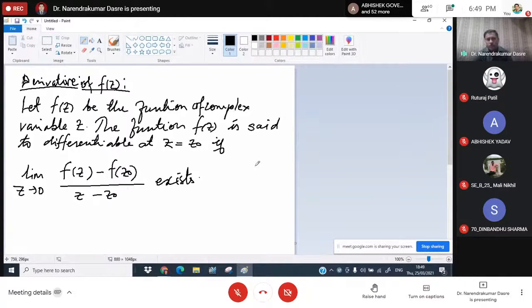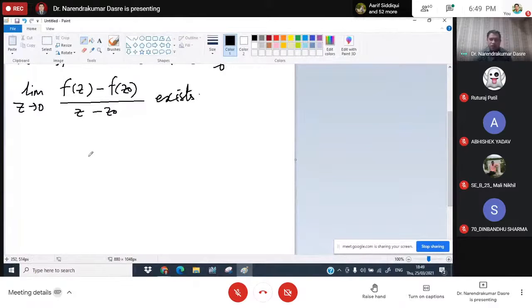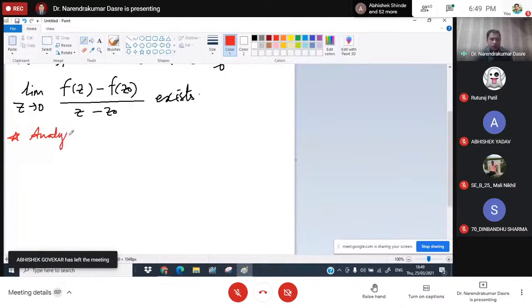Now, what is the benefit of knowing that this function is differentiable? We can define the analytic function. So we define the analytic function.